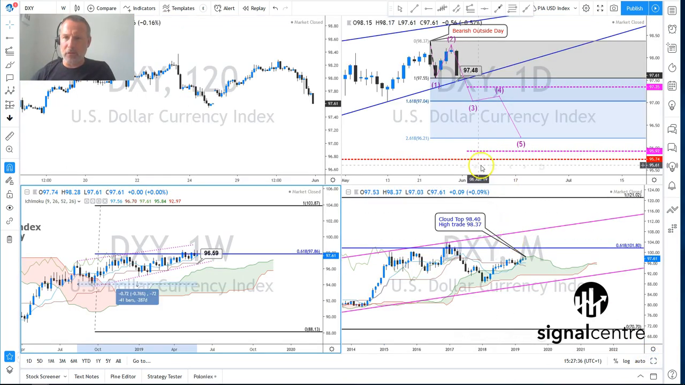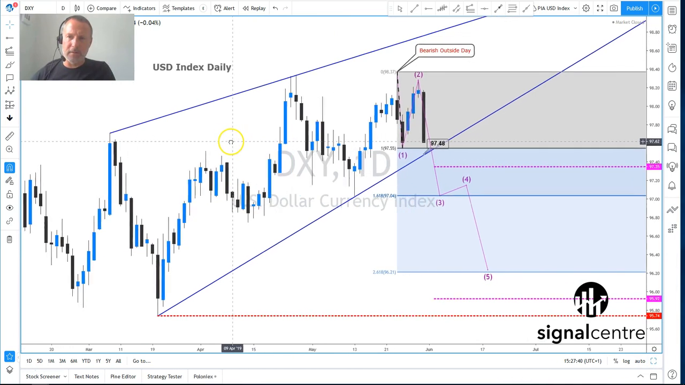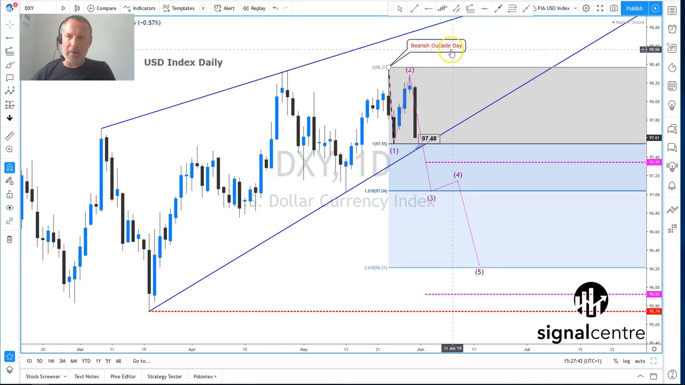If we go even shorter, this is basically what we're looking at for this week. Bearish outside day posted on the 23rd of May. That often highlights the end of a bullish trend and the start of a downward bias. We're still holding inside this wedge formation. We've got trendline support at 97.48, and some bespoke support at 97.35.